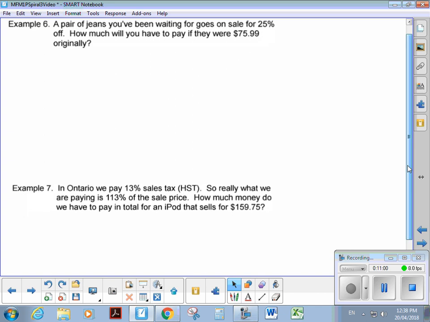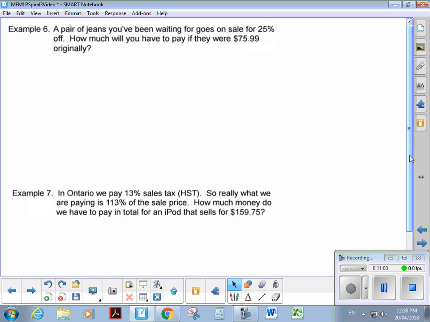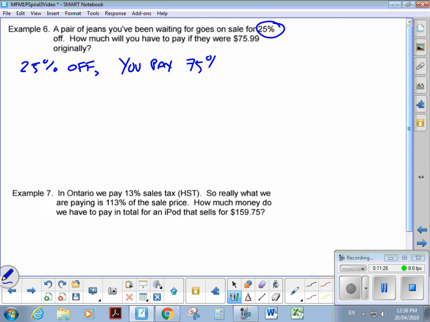All right, final slide here in the notes. We have 2 examples. First one, a pair of jeans you've been waiting for goes on sale for 25% off. How much will you have to pay if they were $75.99 originally? Okay, if it's 25% off, how much do you pay? You pay 75% then. So 25% off, but I'm going to pay 75%. I want to find out what the sticker price is.